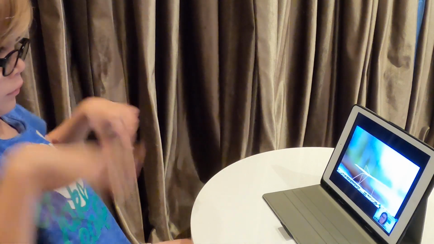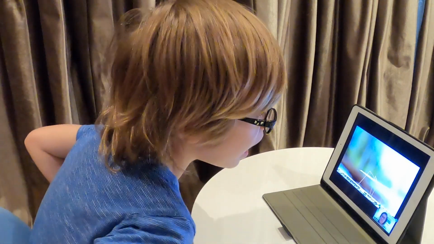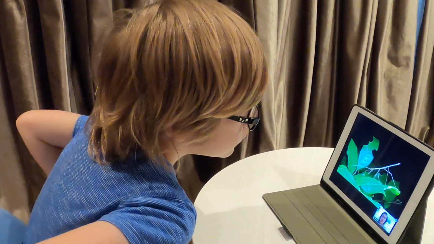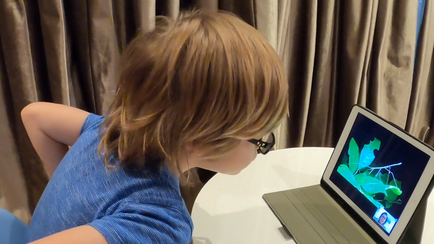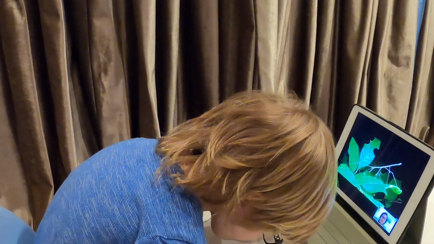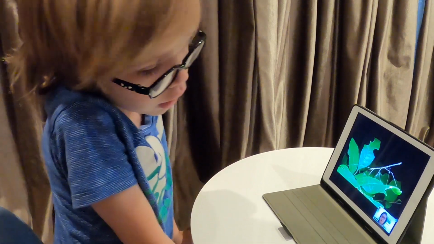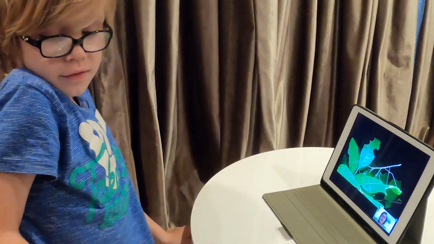Would you like to see a different stick insect? Yes. Sure. Whoa. What is that stick insect doing? He is walking on a leaf.